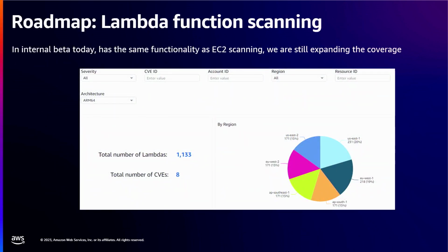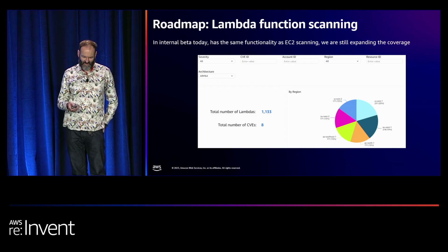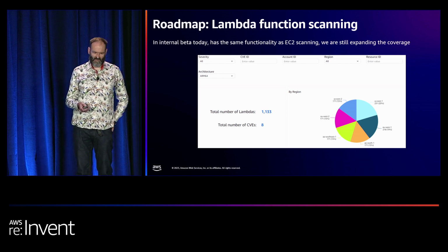The next thing on the roadmap for us is Lambda function scanning. We have tens of thousands of Lambdas. So our coverage as of today is about 20% of Lambdas are scanned. By about the end of January, I think that will be a lot closer to 100%.